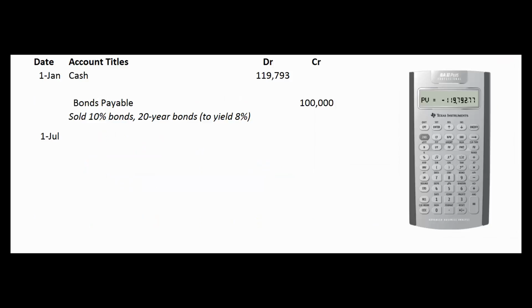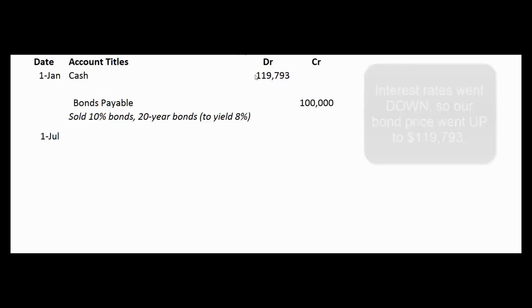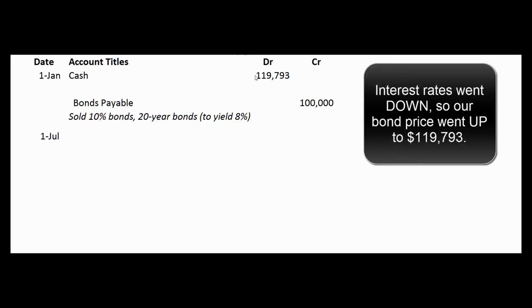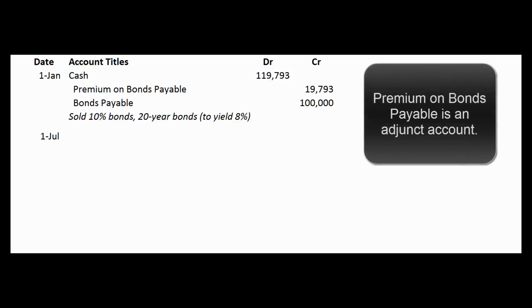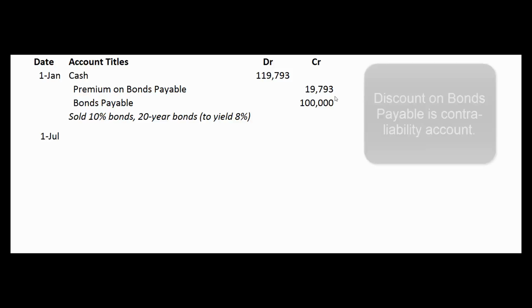Okay, what does that journal entry look like? Well, let's round up to $119,793. So that's what people are going to pay us when they buy our bonds, but we're still only going to owe $100,000 20 years from now. So we're selling our 10% 20-year bonds to yield 8% to the investors. That journal entry doesn't balance, so we have to credit an account called Premium on Bonds Payable for the difference, $19,793.